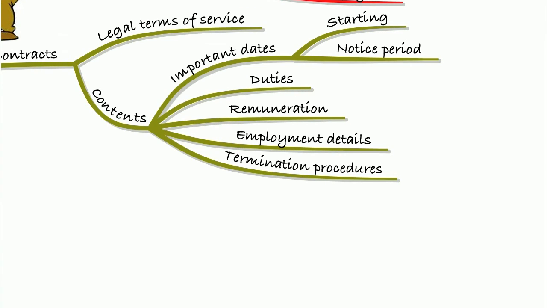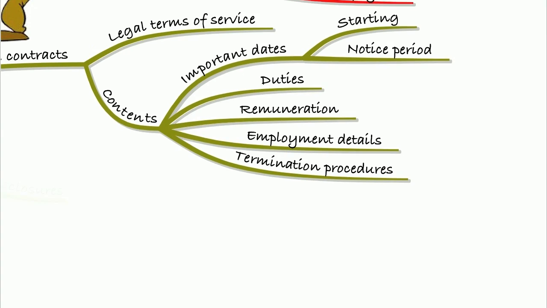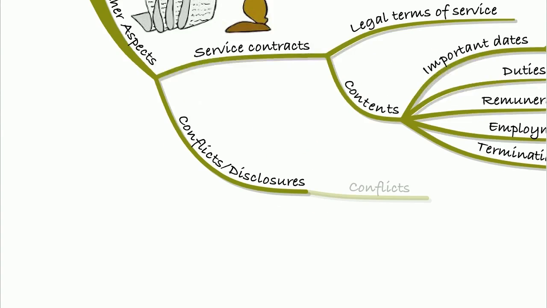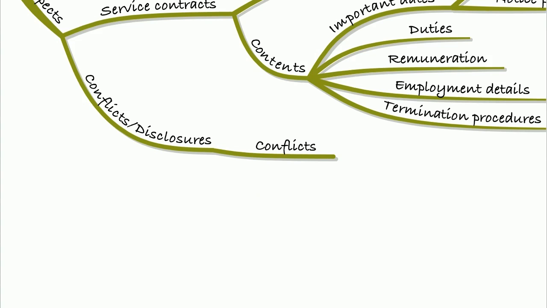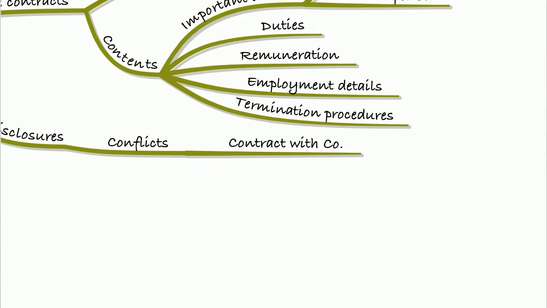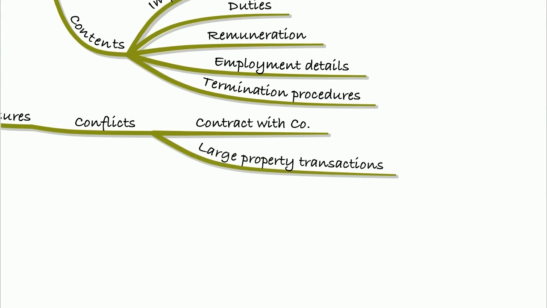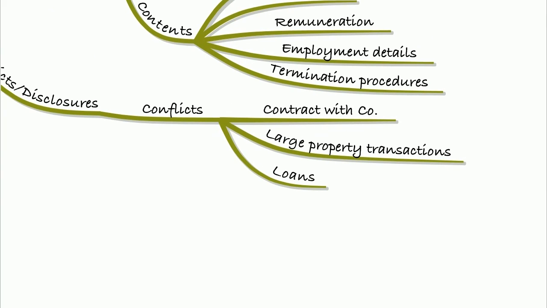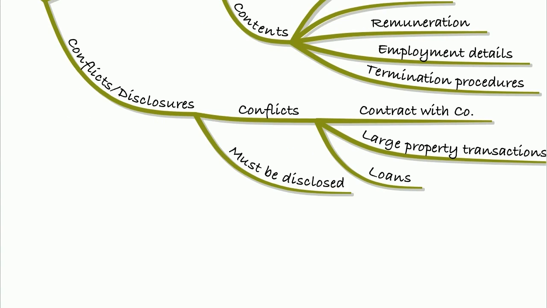So the director's service contract is very like an employment contract, similar to what you may have received yourself. Also, there may be conflicts or disclosures required. First of all, conflicts. Well, there'll be a contract with the company that covers any conflicts, particularly conflicts of interest. Large property transactions would be a conflict of interest, or indeed loans with the company. So any of these would constitute a conflict of interest, and these would need to be disclosed.